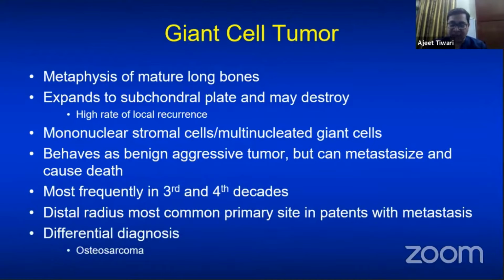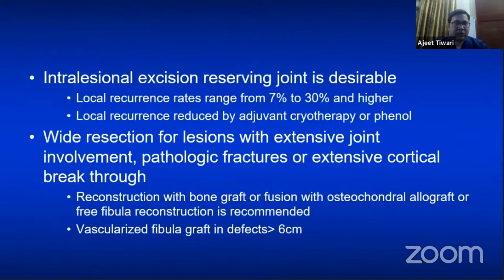So most frequently it happens in the third to fourth decades, and the distal radius is the most common primary site in the patients with metastasis. So how do you deal with these kinds of giant cell tumor present in the distal aspect of the radius? If there is intralesional excision, preserving the joint is desirable. I mean that the local recurrence rate is 7 to 30%, and local recurrence is reduced by adjuvant chemotherapy.